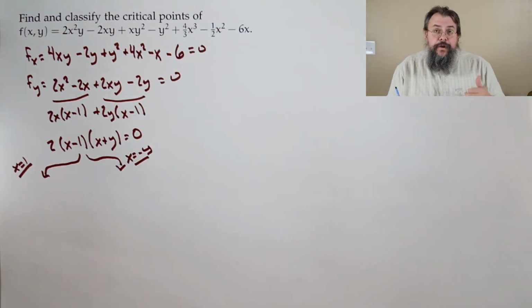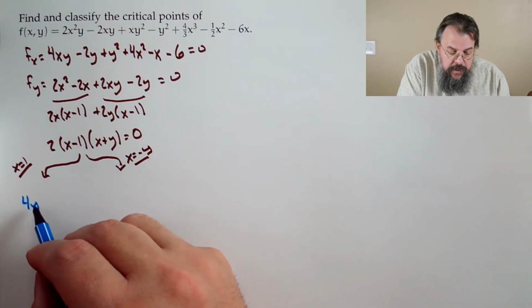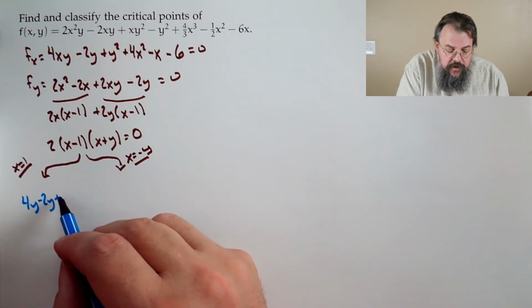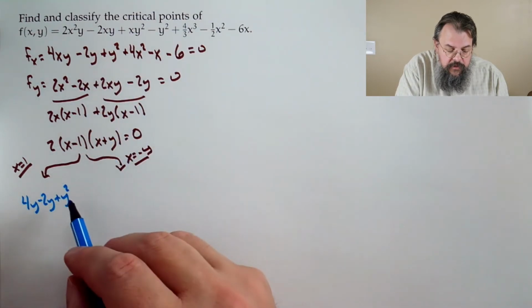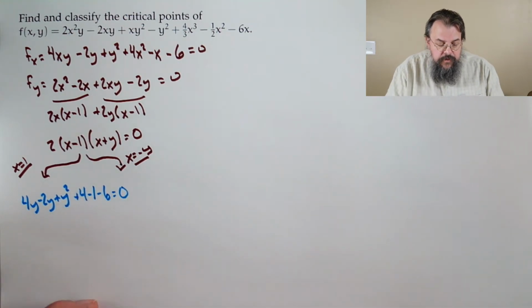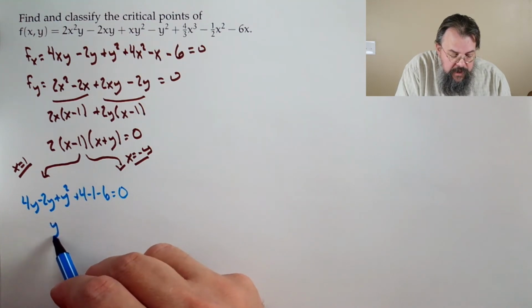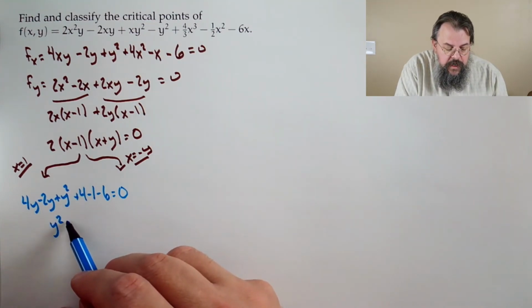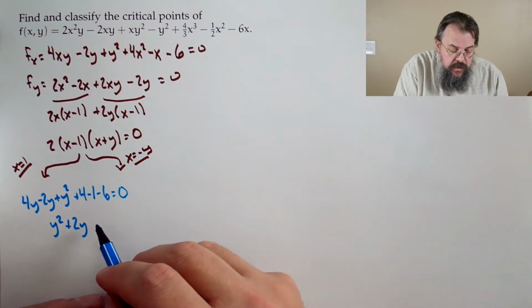Everywhere we see an x, we're going to replace it by 1. So we would have 4y minus 2y plus y squared, and then plus 4 minus 1 minus 6 equals 0. If we clean it up a little bit, we have y squared plus 4y minus 2y, which is 2y, and then 4 minus 1 minus 6 would be negative 3.